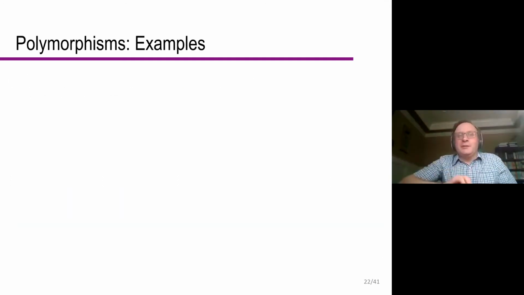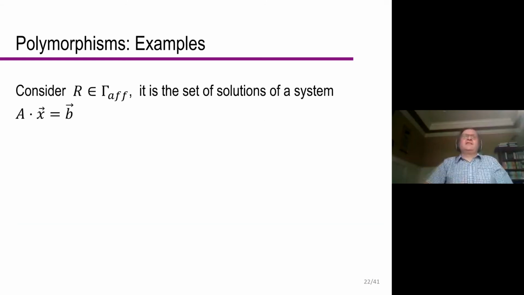Okay, now a couple of examples of polymorphisms. So first of all, let's take a so-called affine relation. What is an affine relation? Again, imagine you have a field, say a finite field in this case, and you have some kind of small system of linear equations over that field. Then it may have some solutions, of course, right? So the set of all solutions forms a relation.